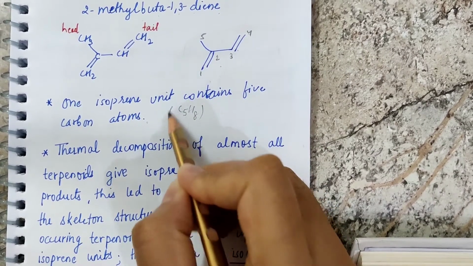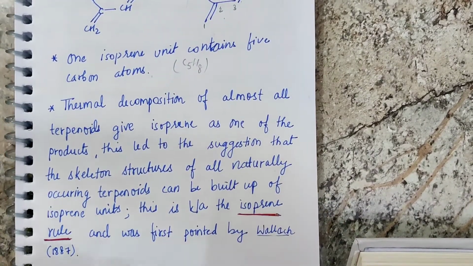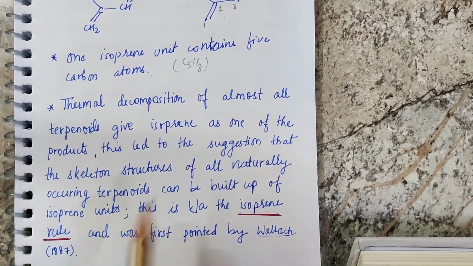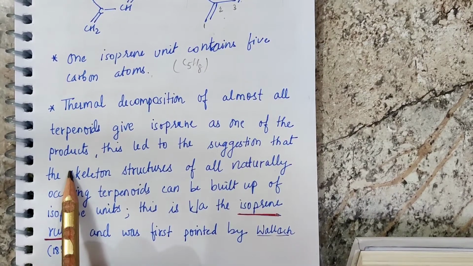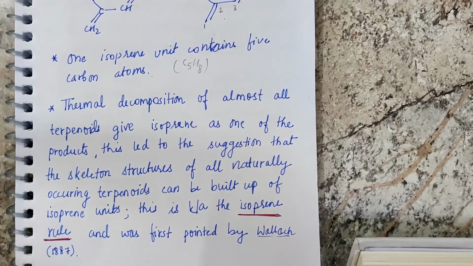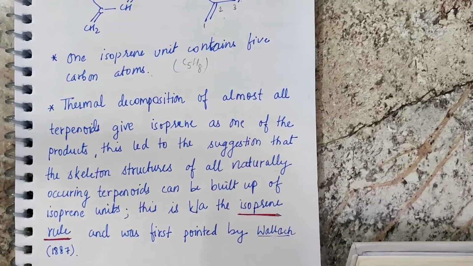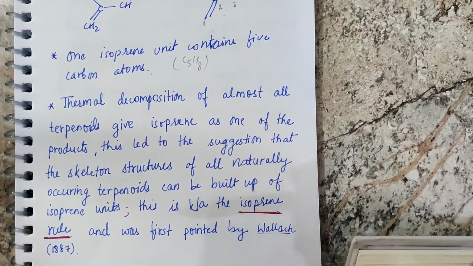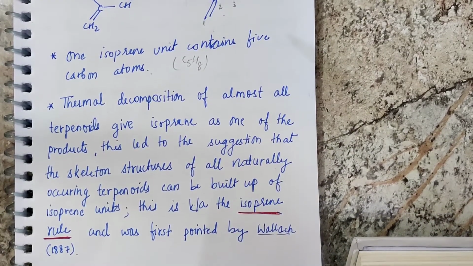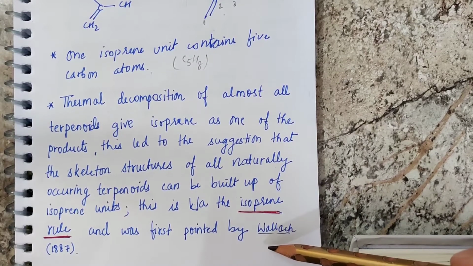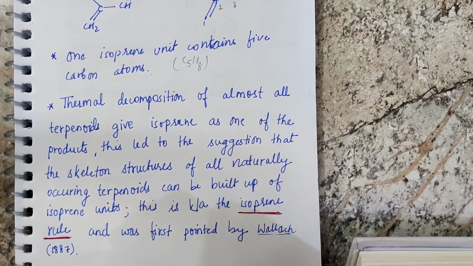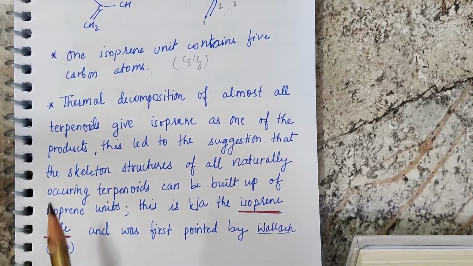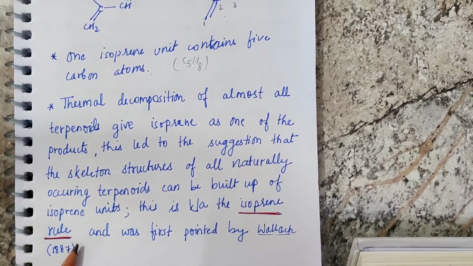The thermal decomposition of all the terpenoids and terpenes gives isoprene as one of the products. So this suggested that all the naturally occurring terpenoids can be built up of the isoprene units, and this was called the Isoprene Rule. It was first pointed out by scientist Wallach in 1887. So this gave rise to the Isoprene Rule.